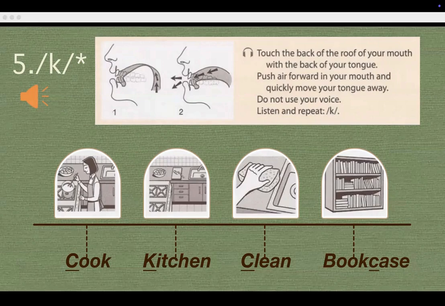So now listen to the sound in these words below. Cook, kitchen, clean, bookcase. Again. Cook, kitchen, clean, bookcase. Okay, so we already listened to the voiceless consonant sound in these words: cook, kitchen, clean, bookcase.